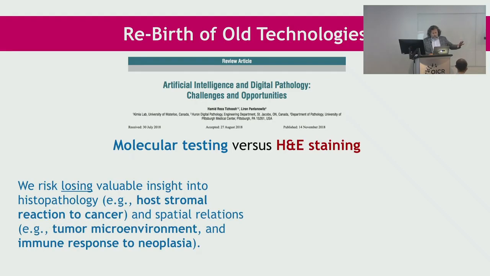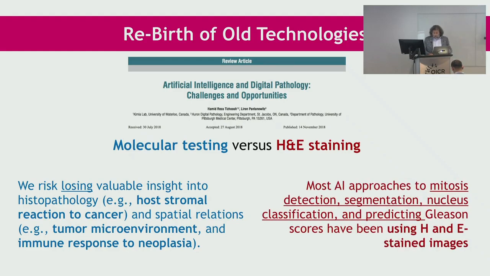when we focus on the first one entirely, we risk losing valuable insight into histopathology, for example, the host stromal reaction to cancer, and spatial relations such as the tumor microenvironment and immune response to neoplasia. Whereas at the moment, most AI approaches that go after mitosis detection, segmentation, nucleus classification, and predicting Gleason scores have been using H&E, mainly because we have a lot of data. Maybe most glass slides are H&E. So I don't think H&E will go away so soon. It will stay. It's practical. And now we are getting some value out of it. So why should it go anywhere?